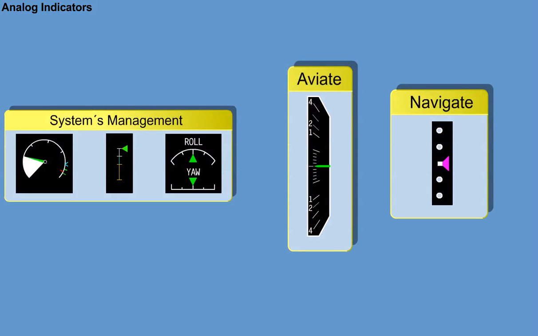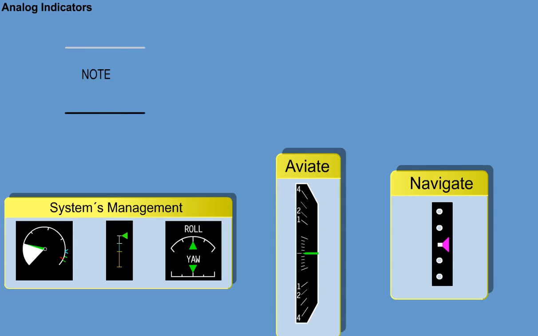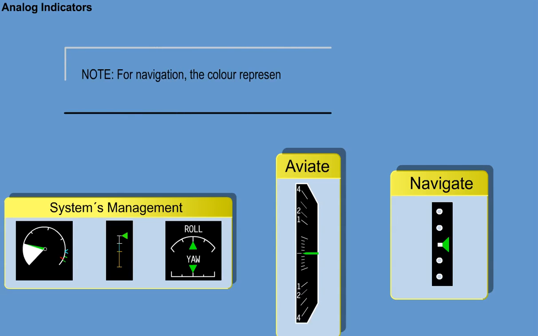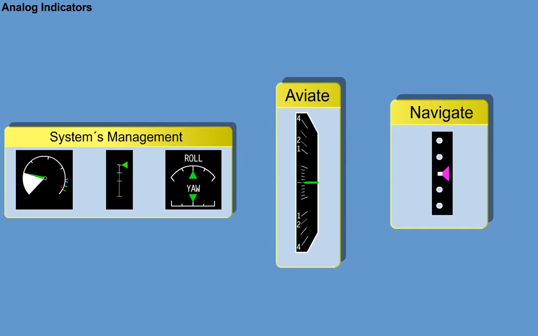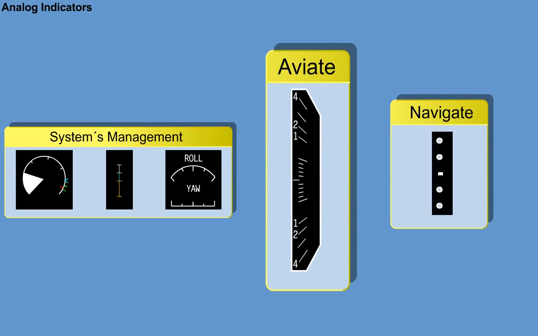The analog indicators used on the displays present valid data with a pointer in the same color as the respective indicating range. Note: for navigation, the color represents the selected source, which is green for NavAid and magenta for FMS. Unavailable or invalid data is presented by removing the pointer from its scale. For Aviate, air data and deviations, besides removing the data, a red X is added to the indication.